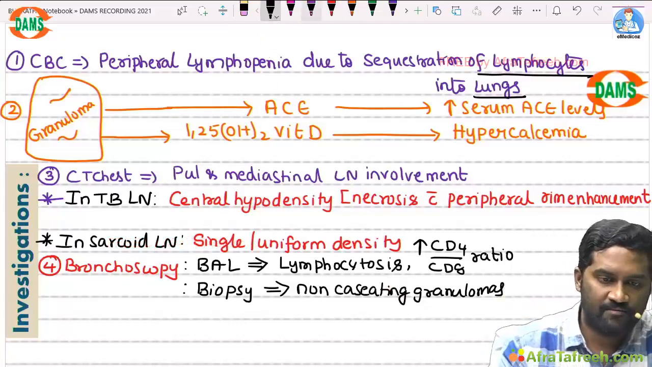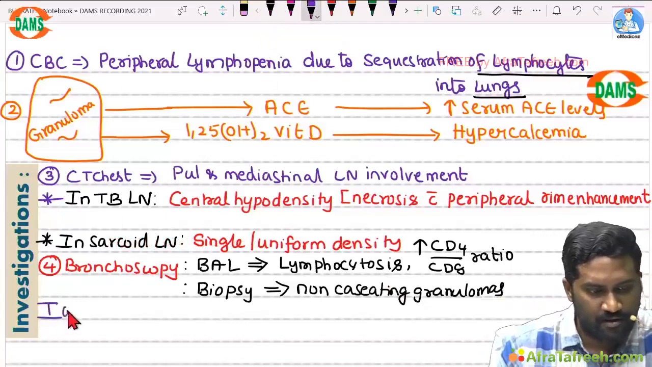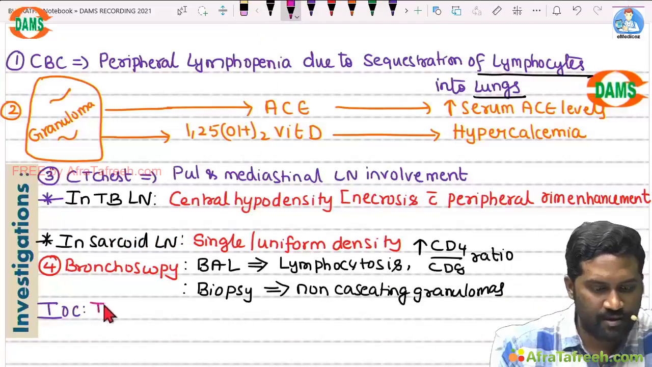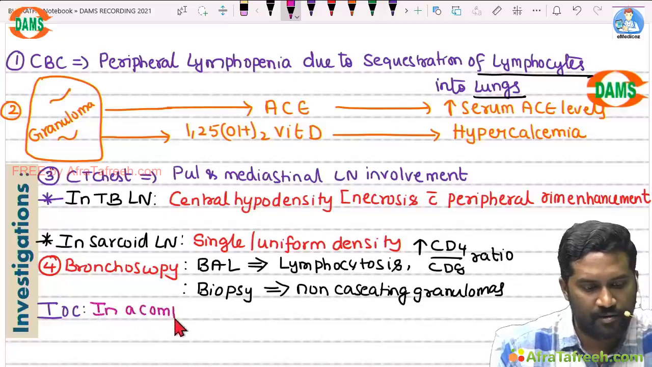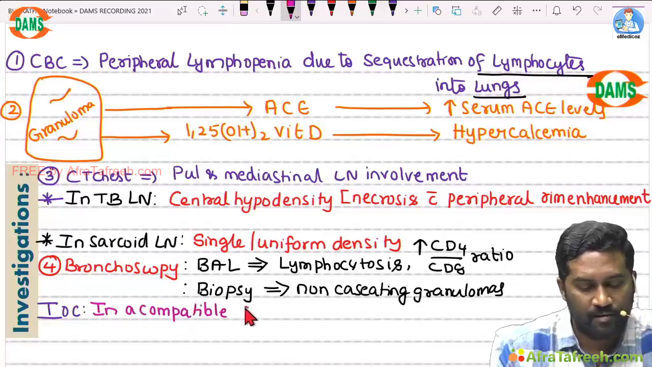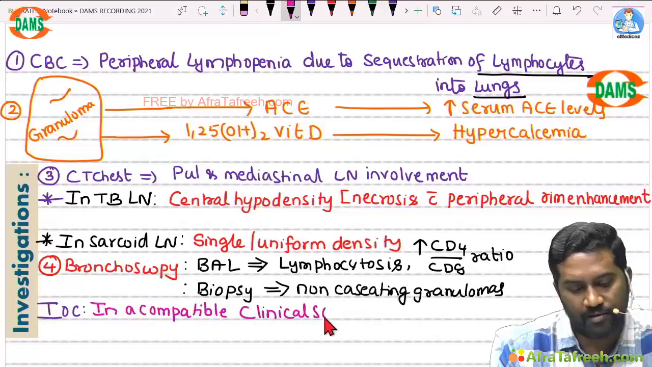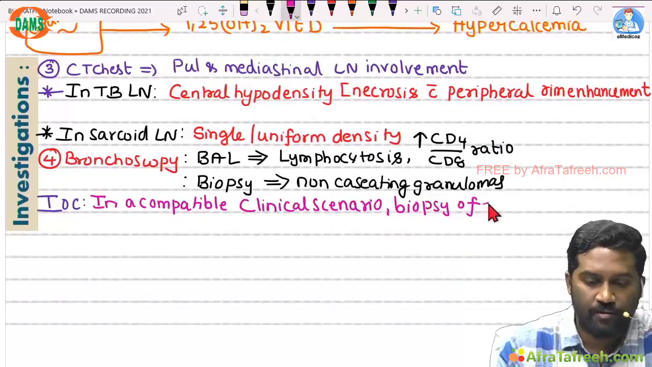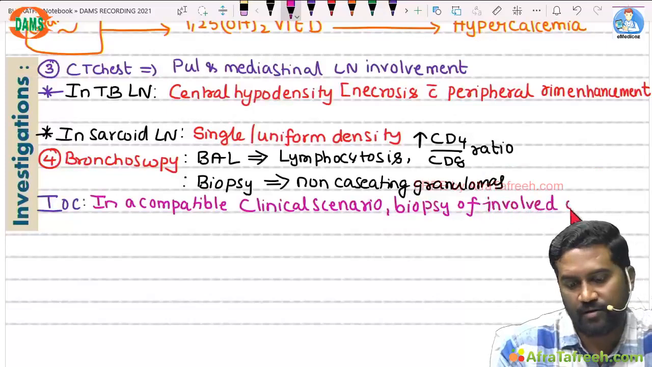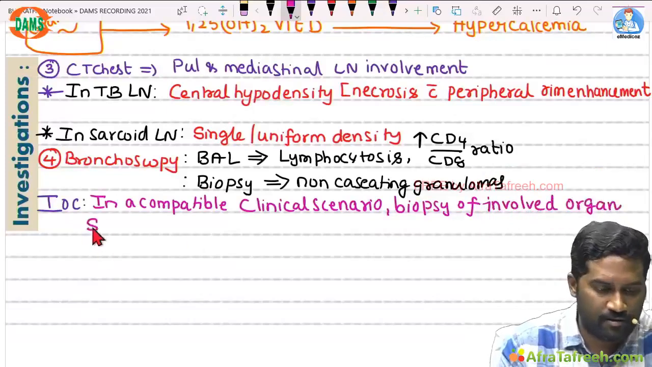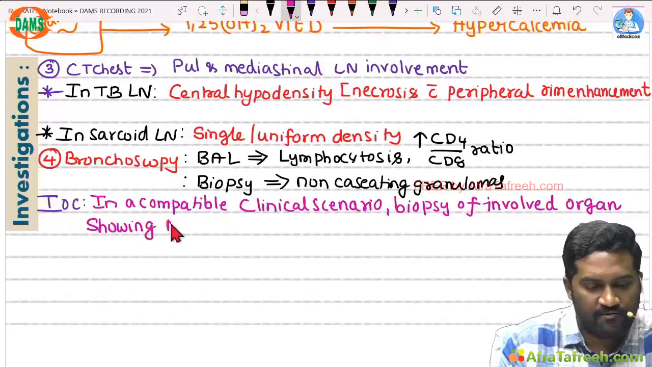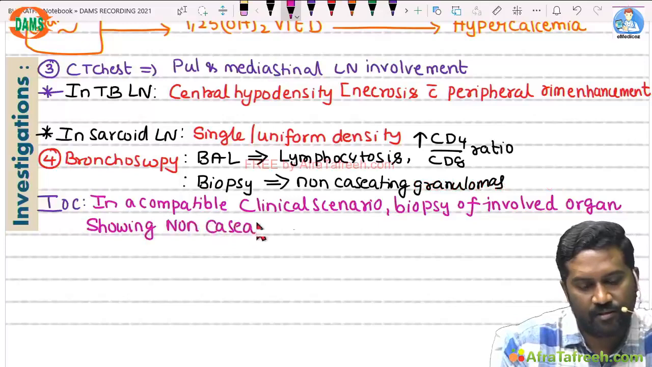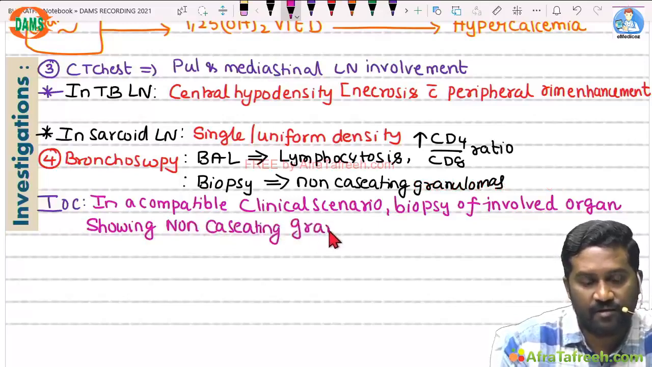Then what is considered as investigation of choice? Write down this statement from Harrison. In a compatible clinical scenario, biopsy of involved organ showing non-caseating granulomas is conclusive for sarcoidosis.